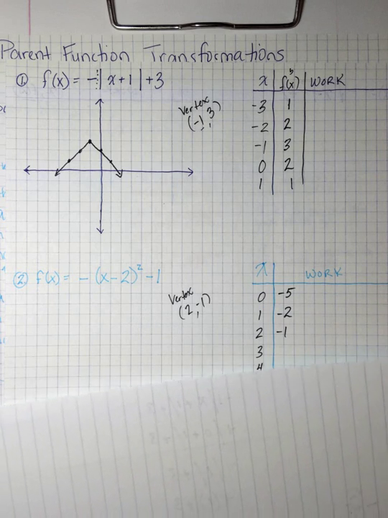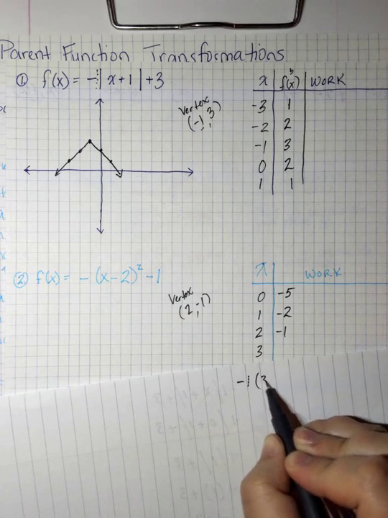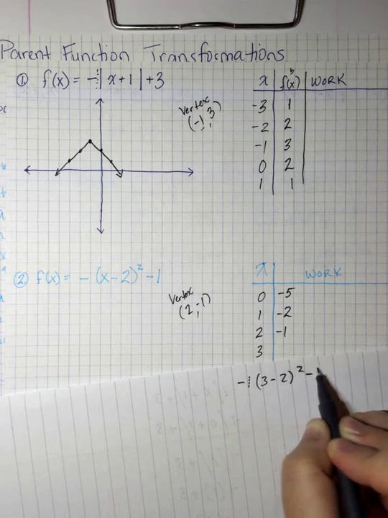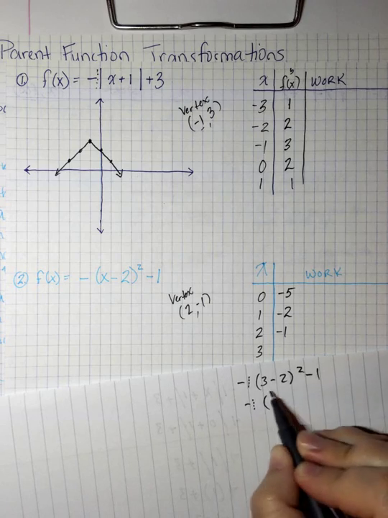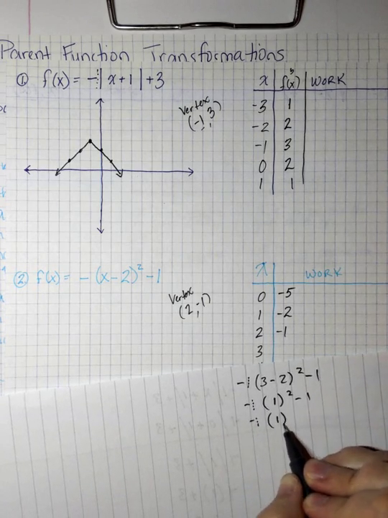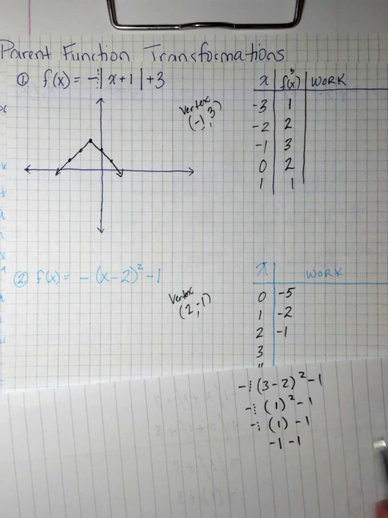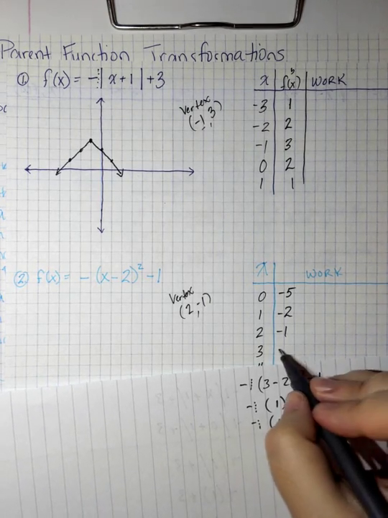I can plug in 3 next, the same way I have been. 3 in place of my x value, working inside parentheses first to get a 1. Squaring that 1, I get a 1. Multiplying by a negative a value, I get negative 1. Subtracting 1, I get negative 2.